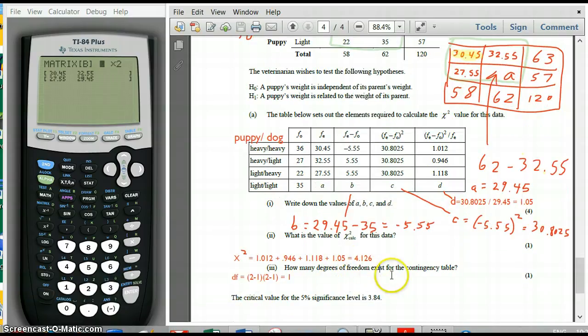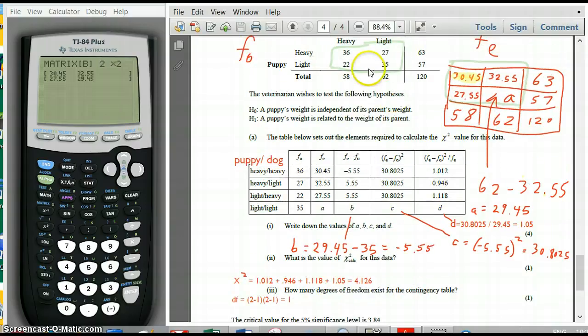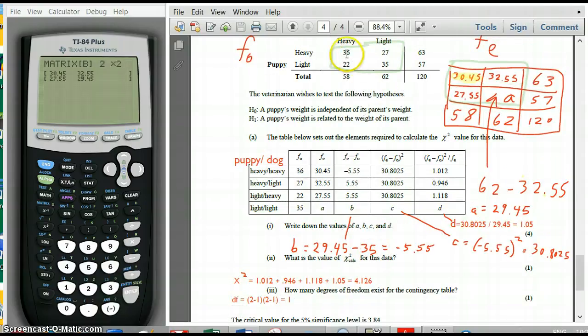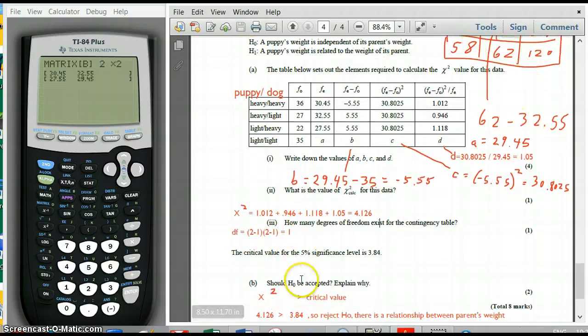How many degrees of freedom for the contingency table? This table is called the contingency table, by the way. We never call it that in class, but sometimes they call it that. The degrees of freedom is just 1 because it's a 2 by 2 table, and there's 1 degree of freedom in a 2 by 2 table, right? You take the number of rows minus 1, number of columns minus 1, multiply them together. That gives you the degrees of freedom. So 2 minus 1 times 2 minus 1 is 1. So degrees of freedom is 1.